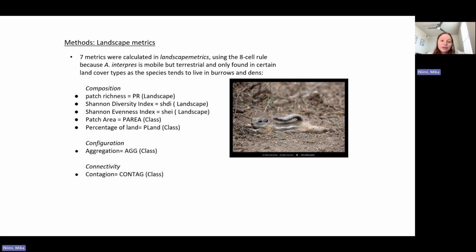For configuration, I did aggregation, or AG, and for connectivity, I did contagion. Those are going to be really good at showing how everything is laid out, as well as how everything bounces back on each other. It just gives you a really good idea of how the animal will move around its surroundings.